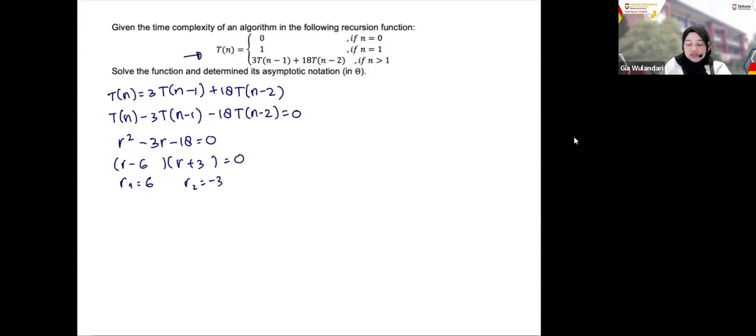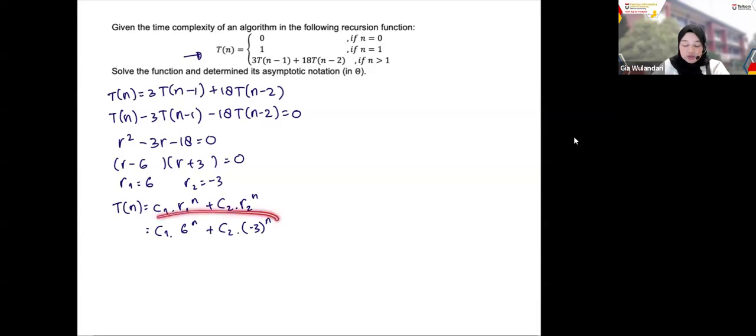From these solutions, we can have a non-recursive form of Tn, which is C1 times R1 to the n plus C2 times R2 to the n. So it becomes C1 times 6 to the n plus C2 times minus 3 to the n. This is called the general solution, but it is not yet what we need, because here we have base cases. So we will insert the values of T0 and also T1.